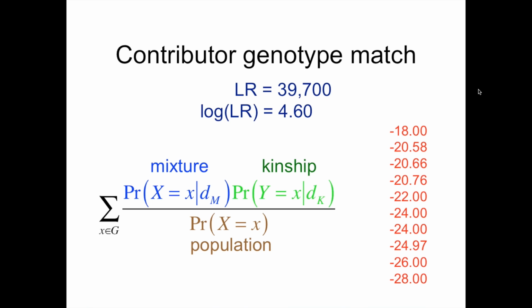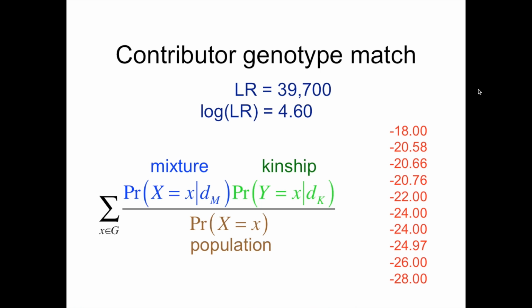The way we can combine these 3 genotypes, the posterior distribution of the mixture in blue based on the mixture data, the posterior distribution from the kinship data shown in green, and the population data shown in brown, summed over all possibilities, is the same likelihood ratio formula that we saw a few months ago, which is the general way to combine uncertain genotypes, whatever their source, mixtures, kinship, populations, and put them together in one formula to arrive at a measure of information, the log LR, in this case about 4.6, that tells us what the support is for the hypothesis that these are the same individual.